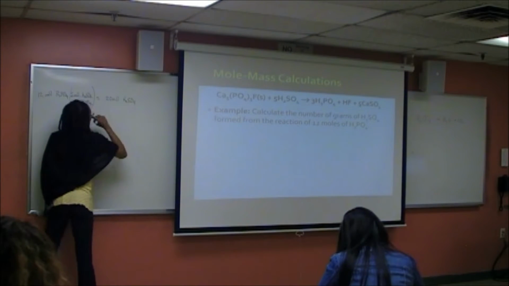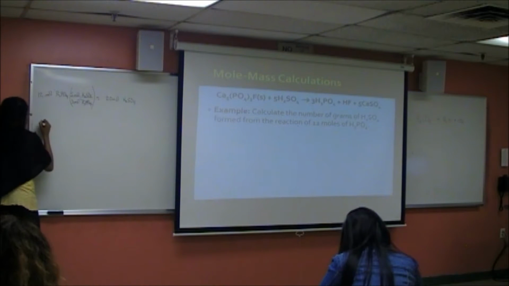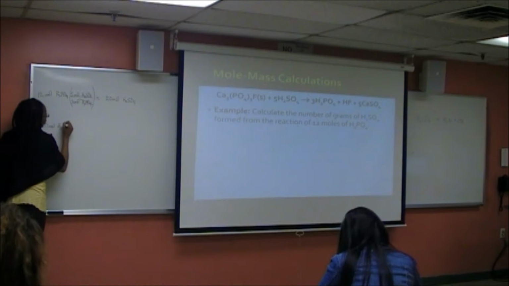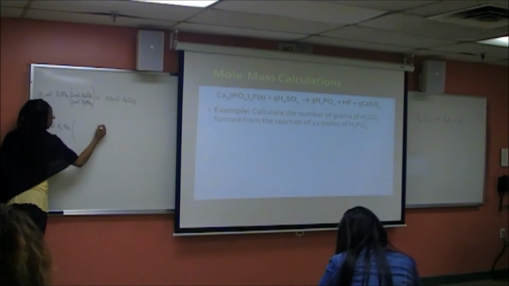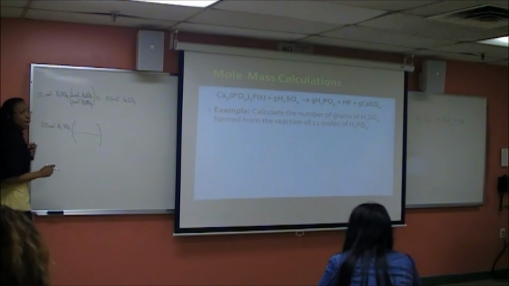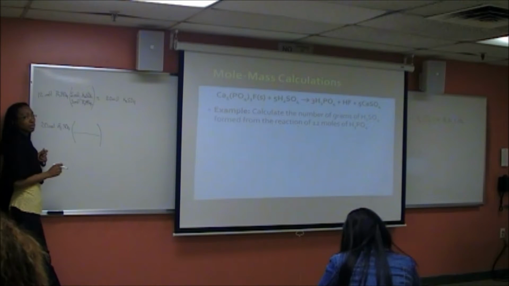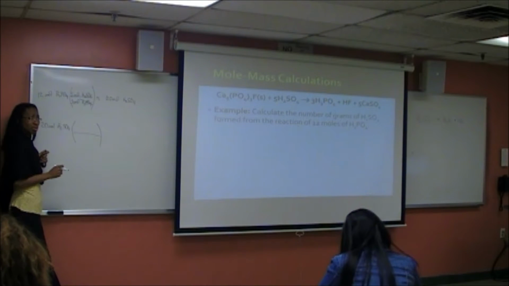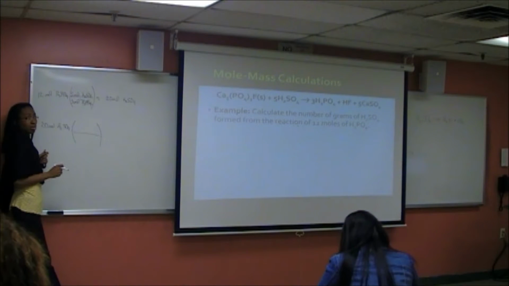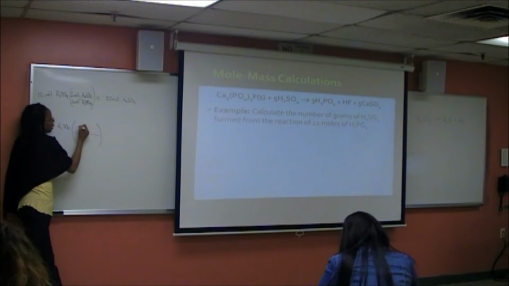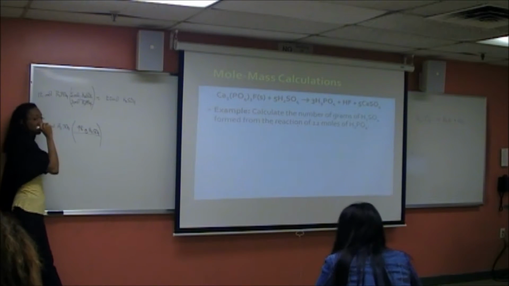So you take these moles now and convert that to grams. What do we need in order to do that? Your molar mass. What's your molar mass of sulfuric acid? 32, 64 plus 2 plus 32 is 98 grams per mole. So 98 grams of sulfuric acid. Where did you get that 98 from?